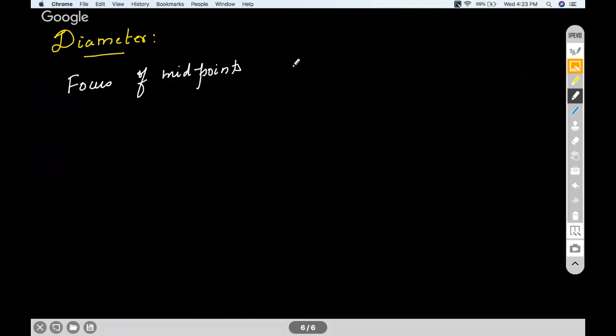So the next concept that we are going to talk about is the concept of diameter. Now, first of all, how is the diameter defined? Diameter is basically the locus of the midpoints of a system of parallel chords. The locus of the midpoints of a system of parallel chords is called the diameter.